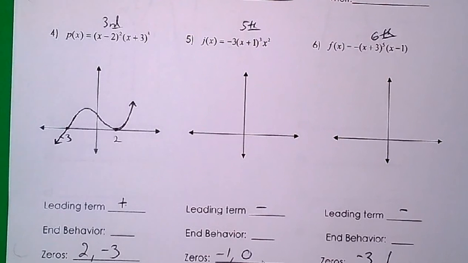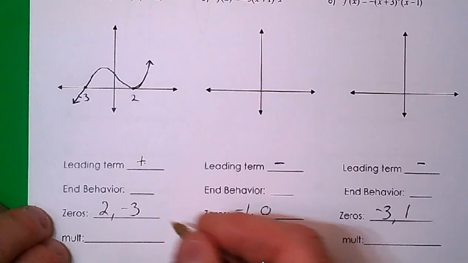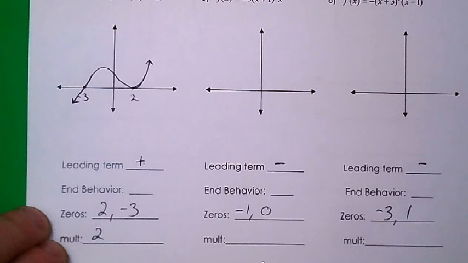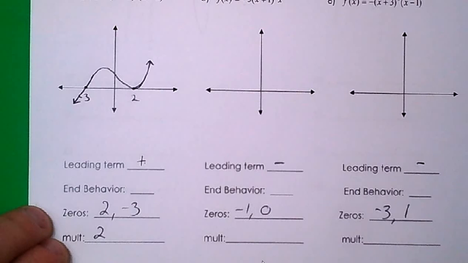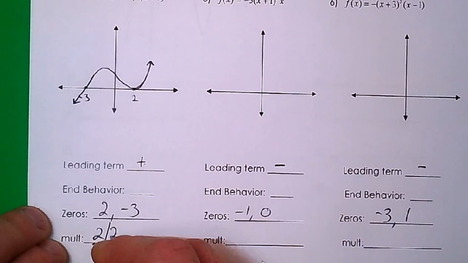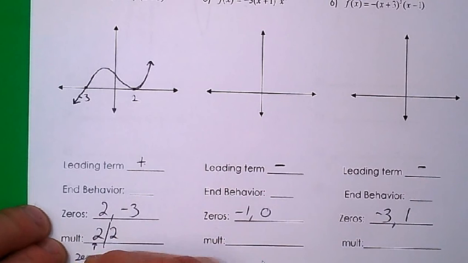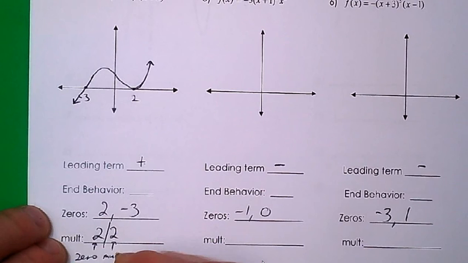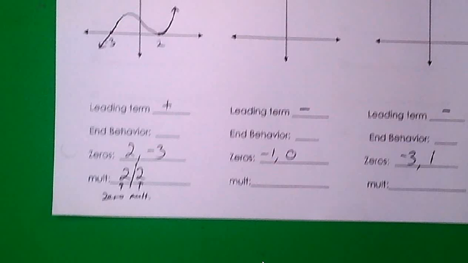And here's how I want you to do it. For the 2, which is the one that had multiplicity, write 2/2. The first number stands for the zero. The second number is going to stand for the multiplicity. Okay? First number stands for the zero, the second one stands for the multiplicity. That's just how I want you to do it.